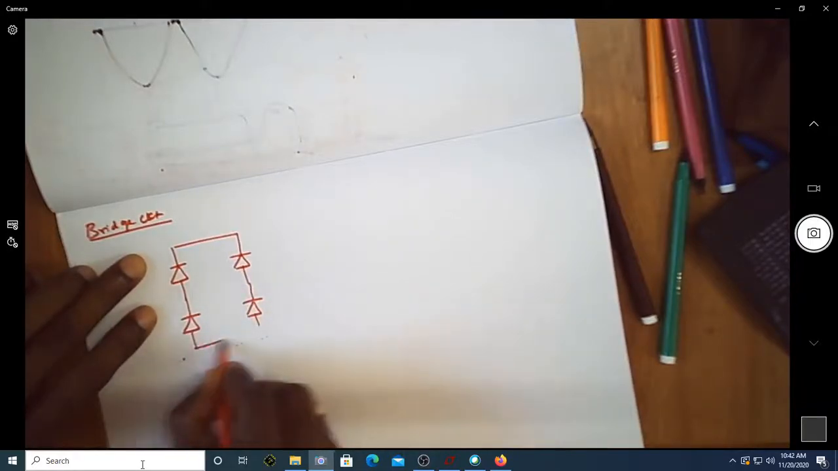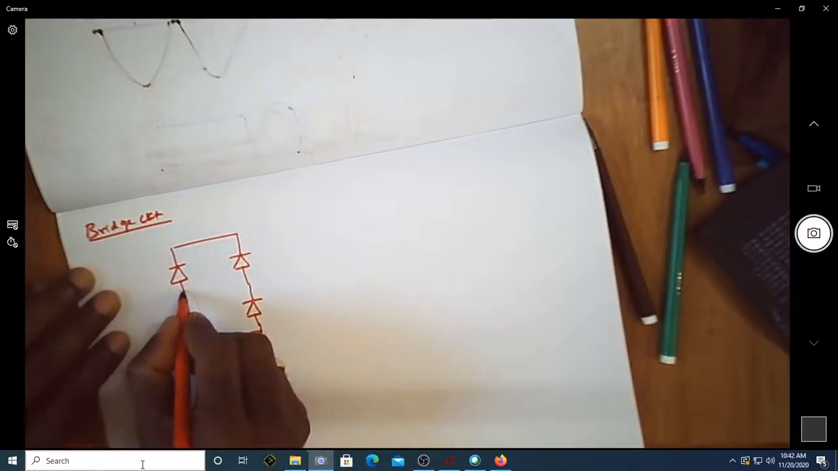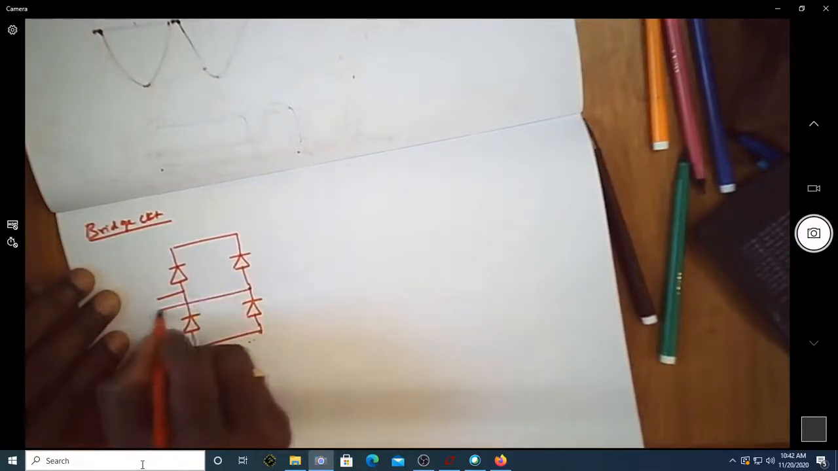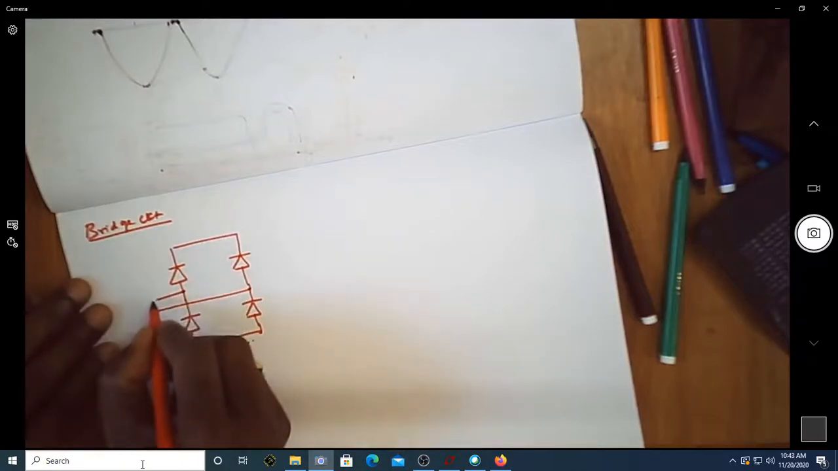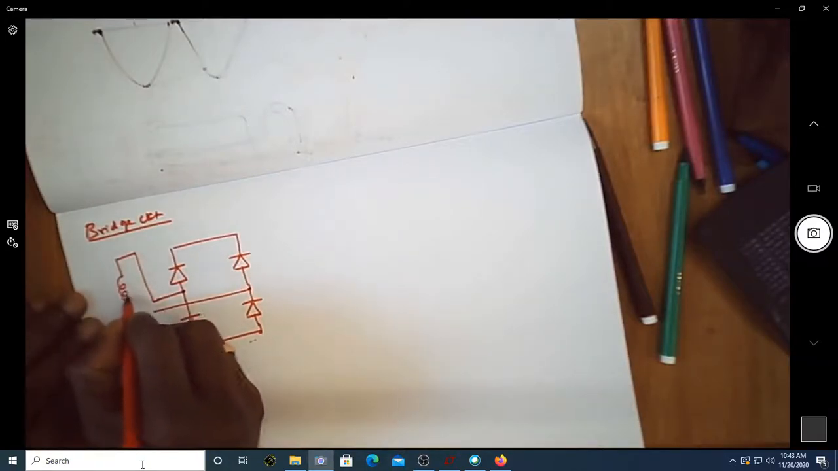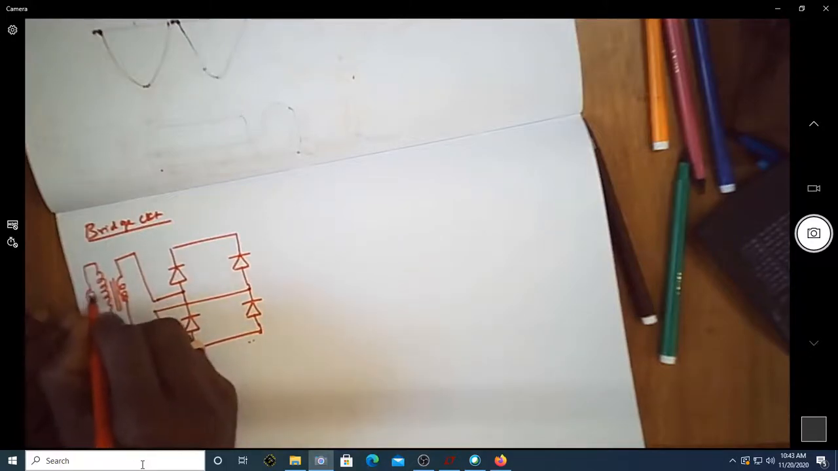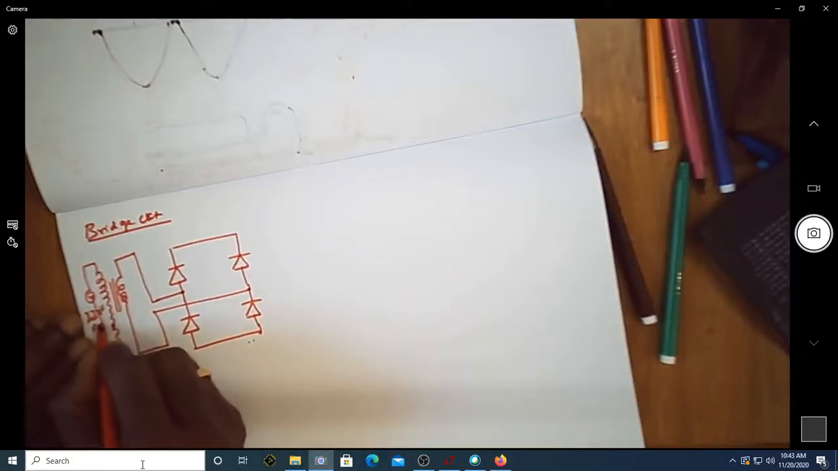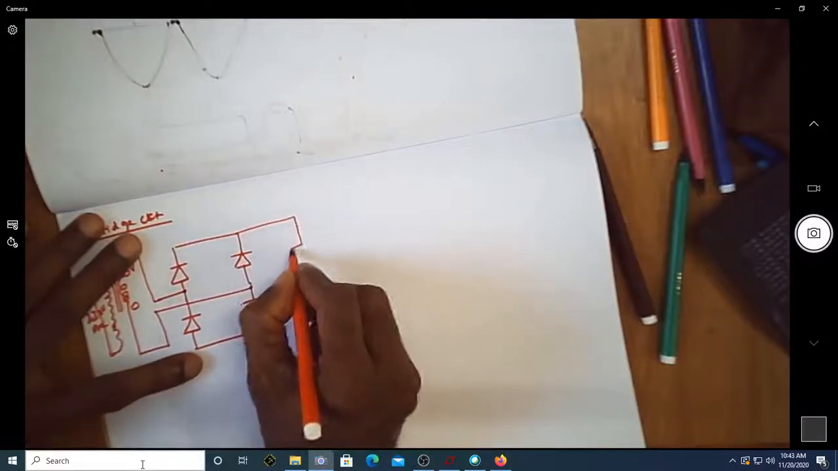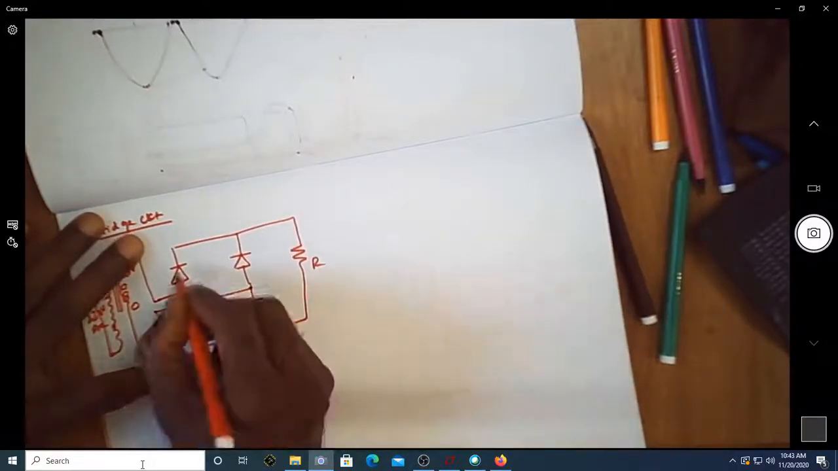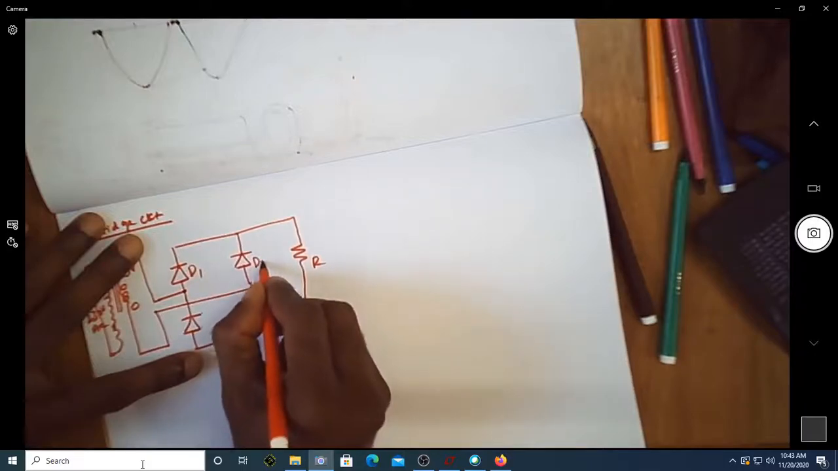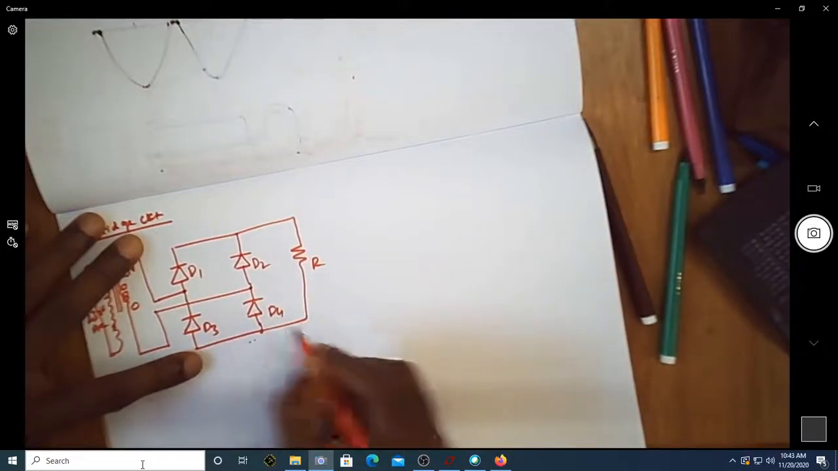Here I am going to apply this, connected here. This is the secondary of the transformer. It doesn't require any center tapped secondary. This is the 230 volt AC signal. Assume that this is 0 and 6 volt. Here I will get the resistor R. This is D1, D2, D3, D4.